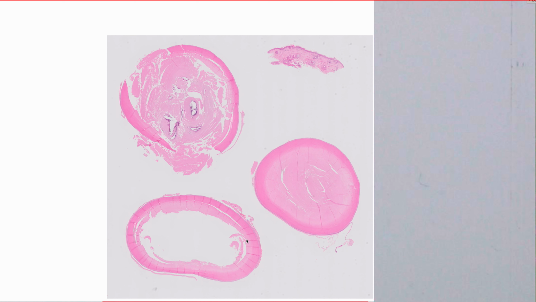So I've got here an example of a pilar cyst of skin, which is one of the very common types of skin specimens that we receive. One of two common types of epidermal cysts, the other being the epidermoid cyst. And here on the low power appearance, we've got a little piece of skin here that was taken off the surface, and then these three pieces here, which represent the pilar cyst.